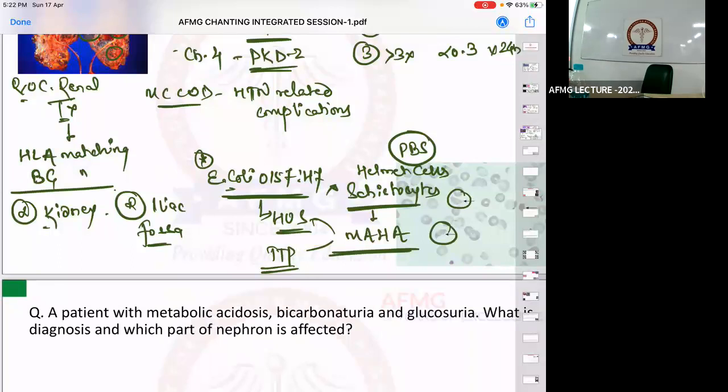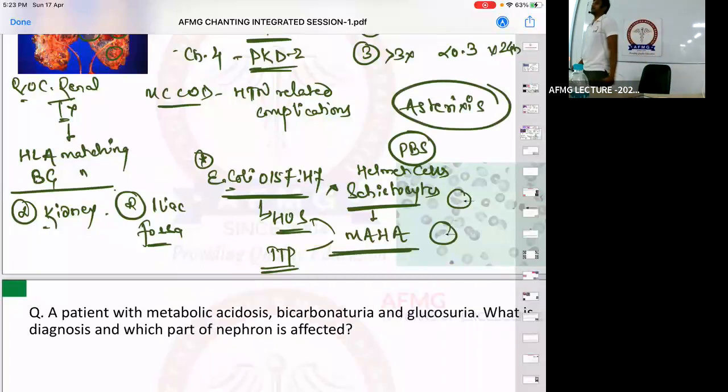And when there is uremic encephalopathy, the patient will present with this kind of tremors. What are these tremors called? Flapping tremors. Asterixis, important from neuro also, important from kidney also. These flapping tremors are called asterixis, which would be seen in case of uremic encephalopathy. No issue with this? Remember.